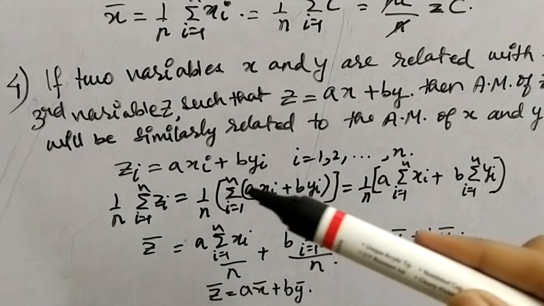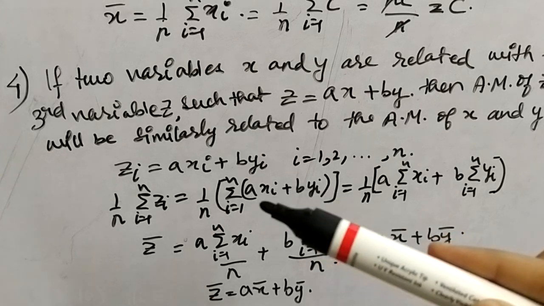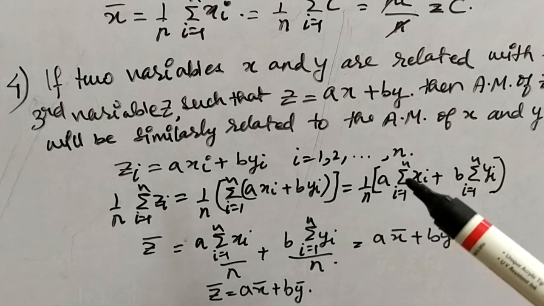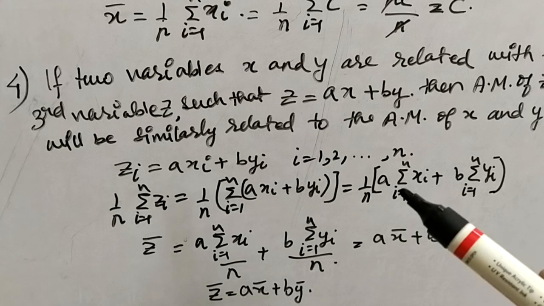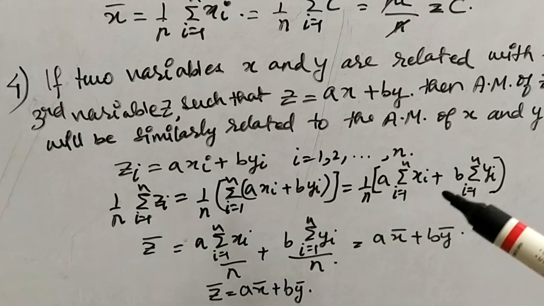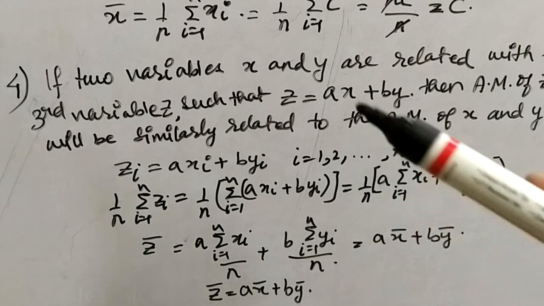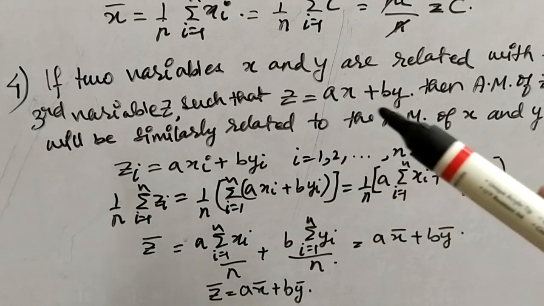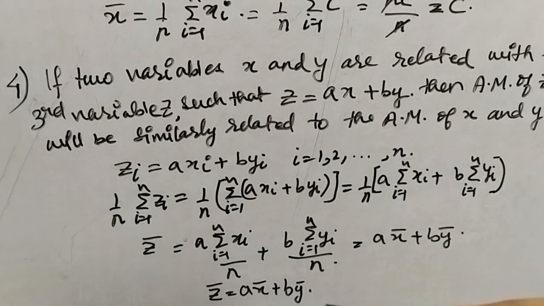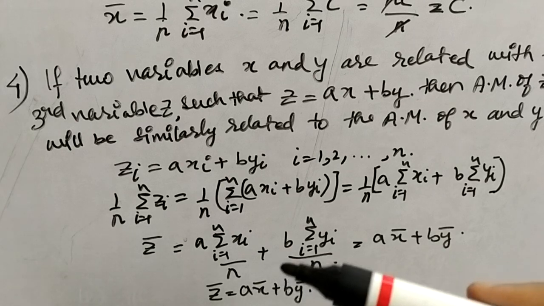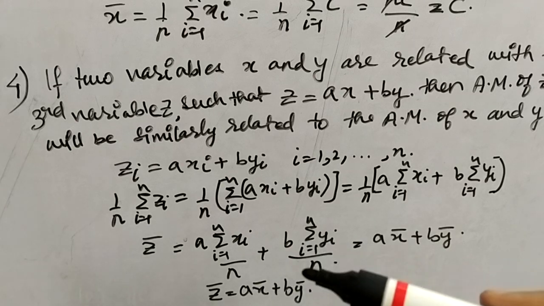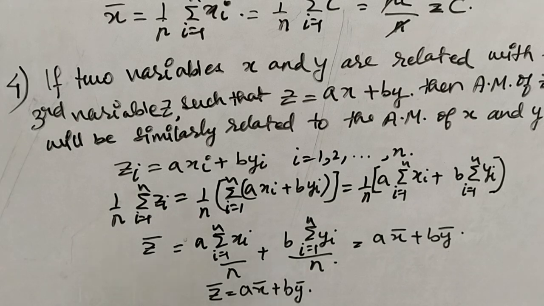What we have done here is, since a and b are constant, we have not multiplied it, and hence after summing and calculating the whole thing, we can say that the AM of z is similarly related to the arithmetic mean of x and y. Related to means, in that equation, it relates to the value of the arithmetic mean of x and y. I just hope I made this clear enough.